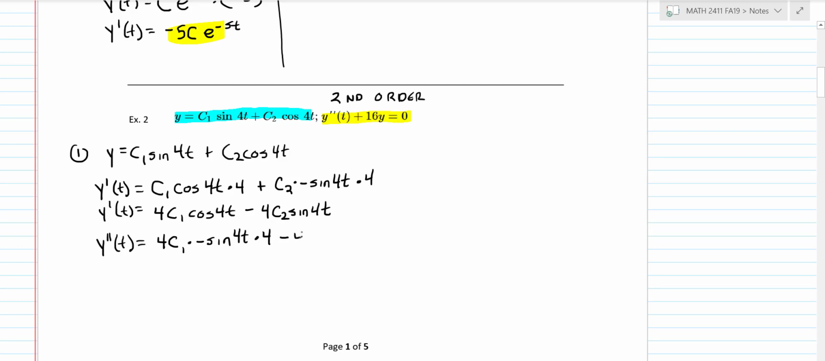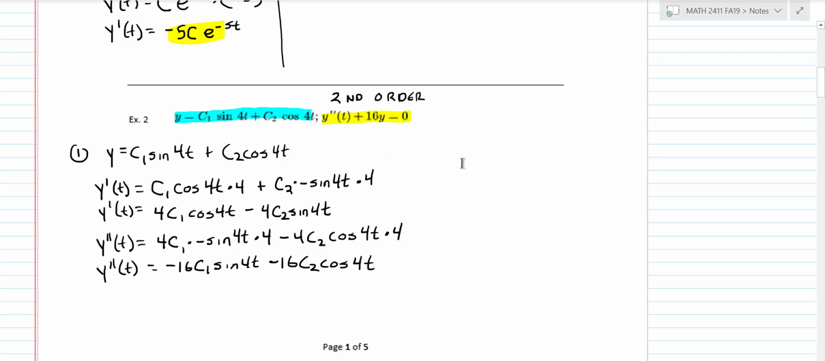Next part, we have minus 4c2. The derivative of the sine is the cosine. So that'd be cosine 4t times 4 by the chain rule. Okay, so I'll clean this up a little bit. And it looks like what we're going to have here is negative 16 c1 sine 4t. And here we're going to have minus 16 c2 cosine 4t, like that.